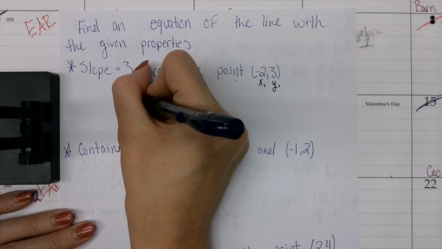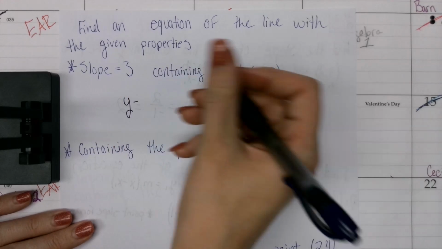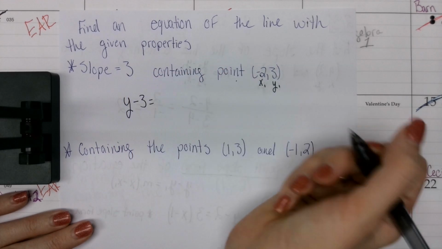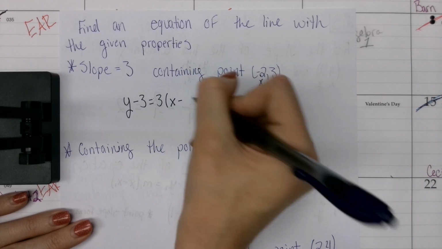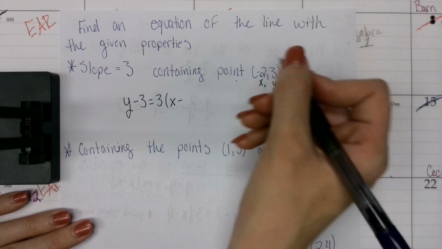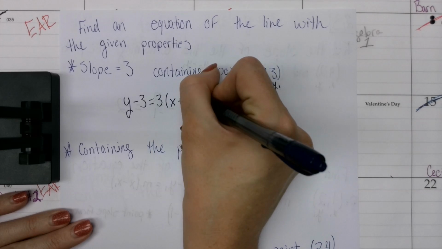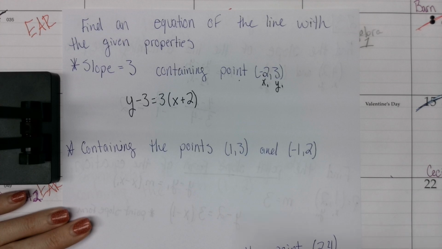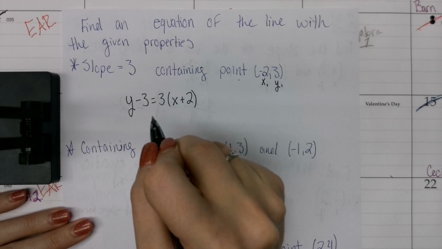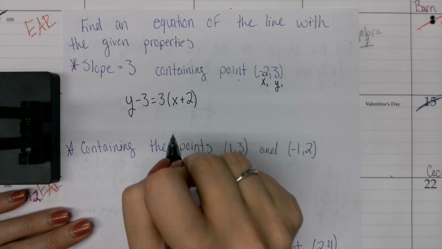So it's y subtract y1, which is 3, equals 3 times x subtract x1, and since it's -2, you can't subtract a negative, so I'm going to change it to +2. Now then on this one, they say to simplify. I didn't write it on here, but we're going to do that.